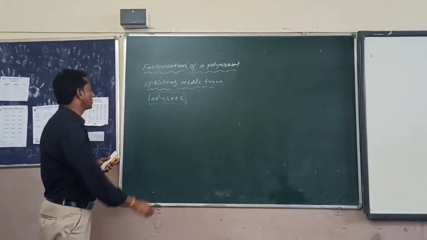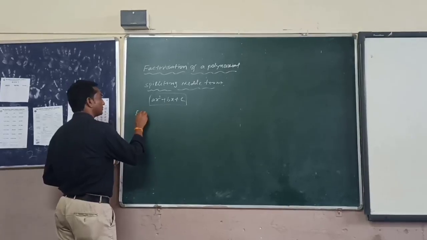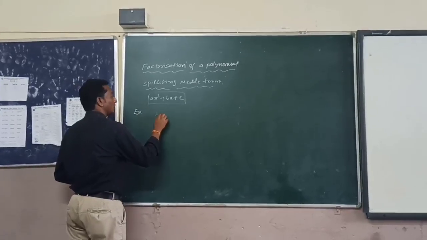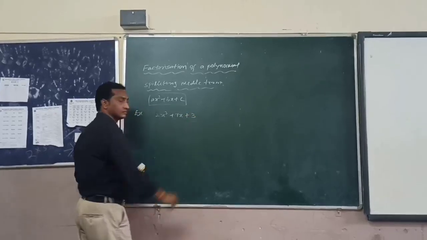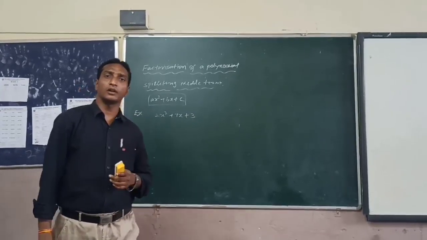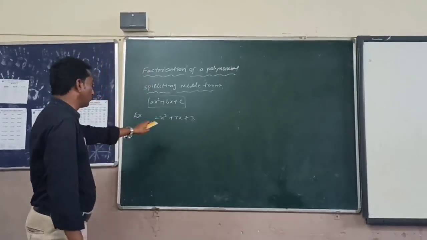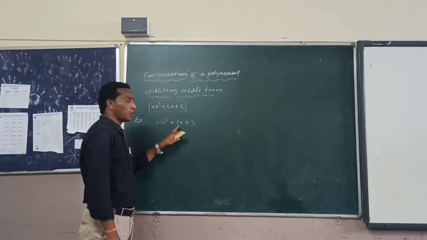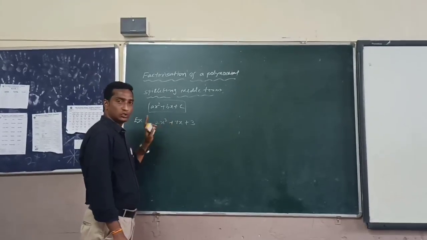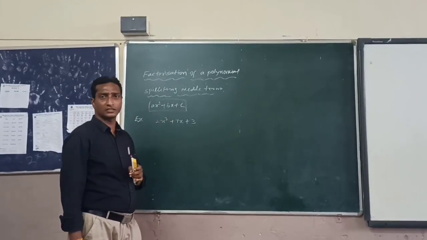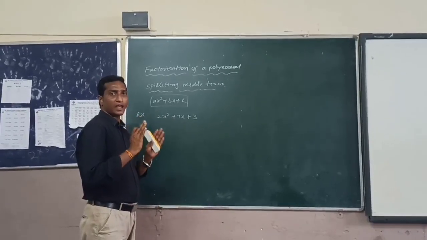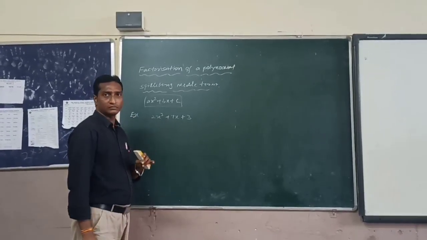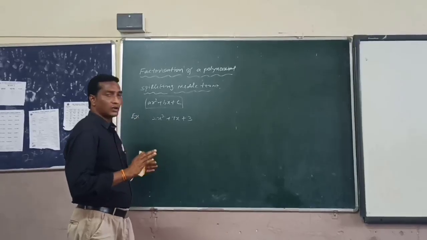Take one example of a quadratic polynomial: 2x square plus 7x plus 3. This is a quadratic polynomial in one variable x, of degree 2. What is the process? How do we split the middle term? What are the factors of this polynomial? We have to follow the process.